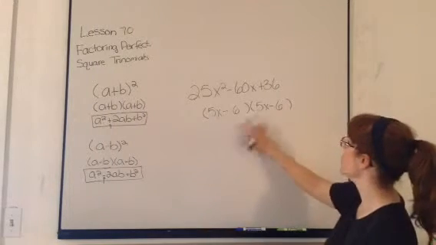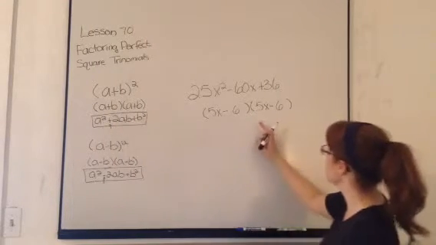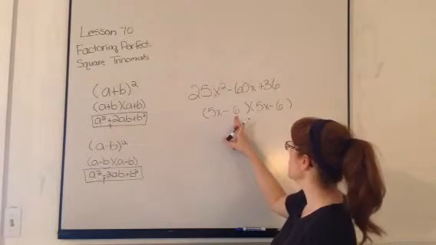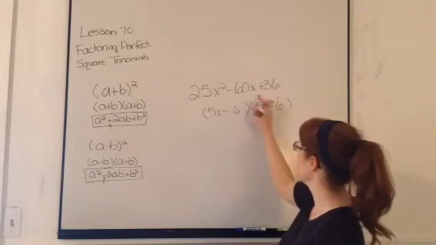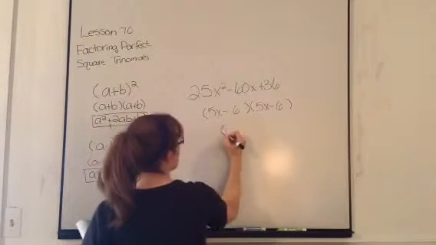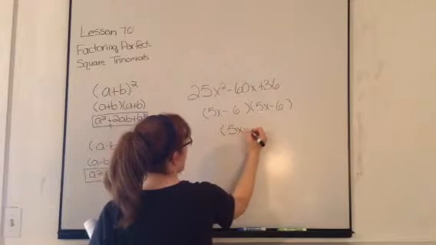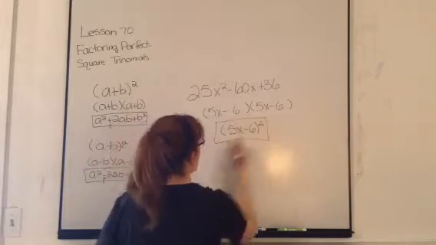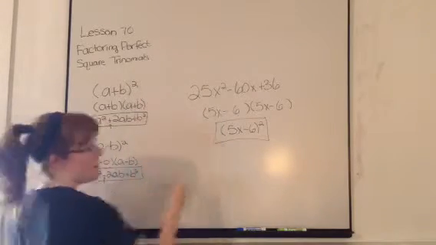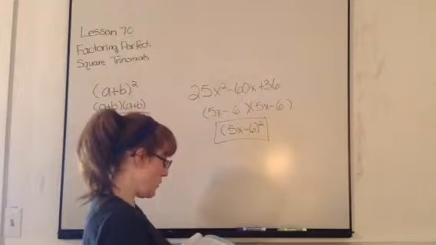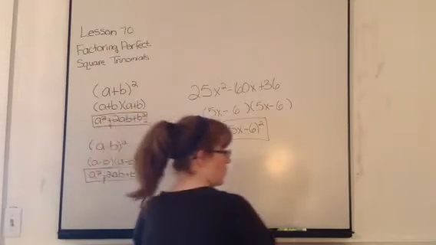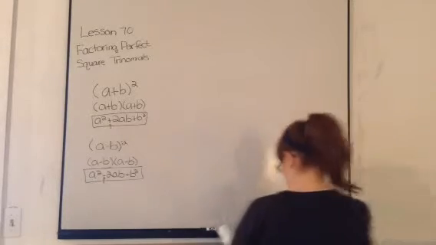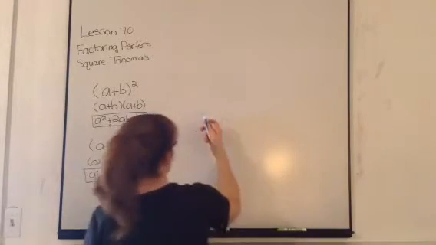And then, of course, if we do 2ab, 2 times 5, which is 10, times 6 is 60, we're going to get 60x. So that is correct. So our answer is 5x minus 6 squared. And you can see that these two forms here match. Let me do another one for you. Let's try this one instead.